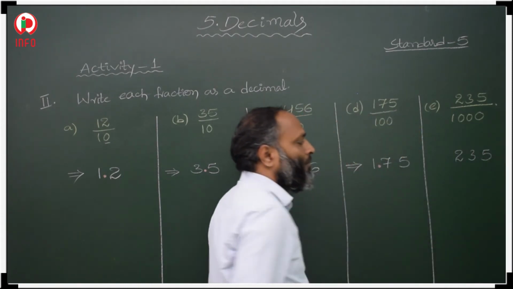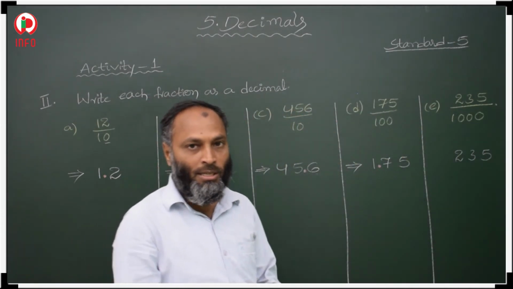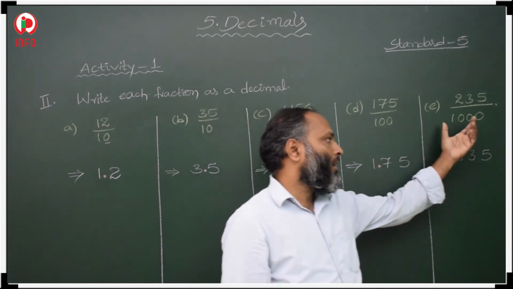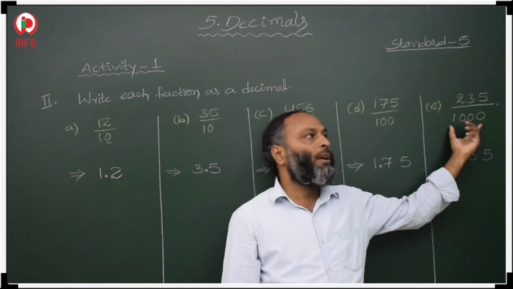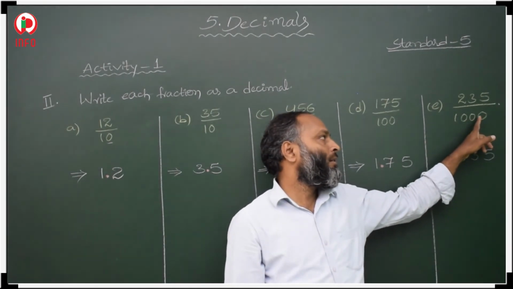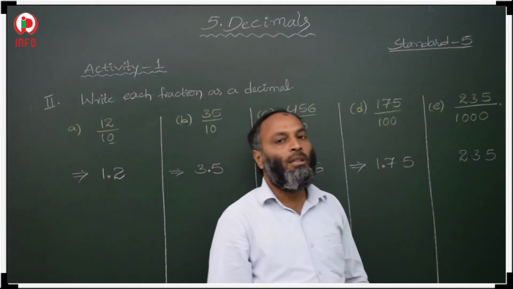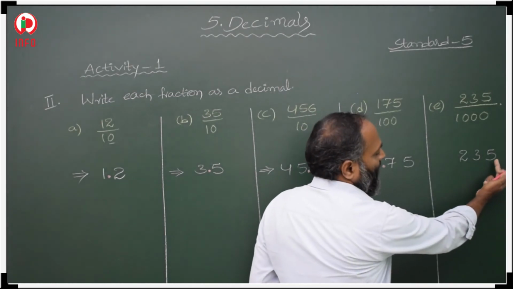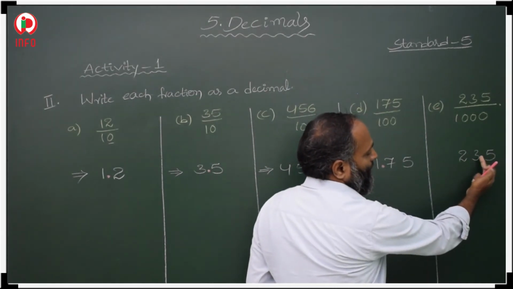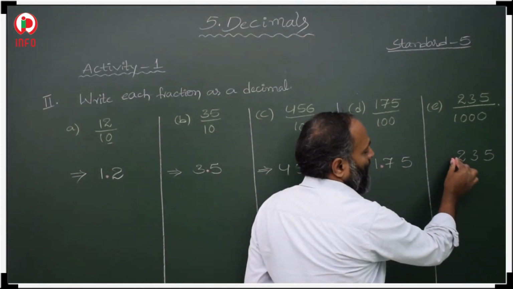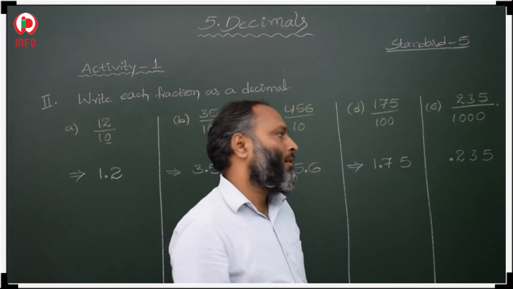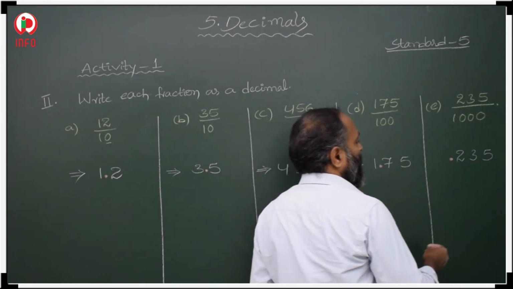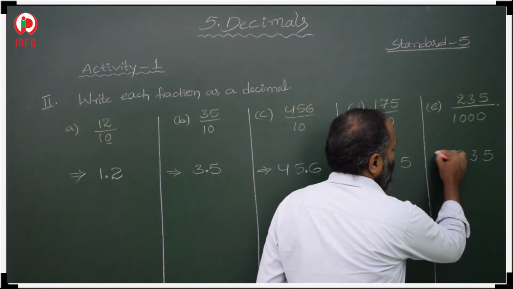In the same way, first you take the numerator 235. This is the numerator, and in the second step we check the denominator. The denominator is 1000. In the denominator, how many zeros were there? 1, 2, 3. Then from right to left after 3 places, 1, 2, 3, means after 2 we keep a decimal. Then after that there is no number, so we have to write 0. No problem.